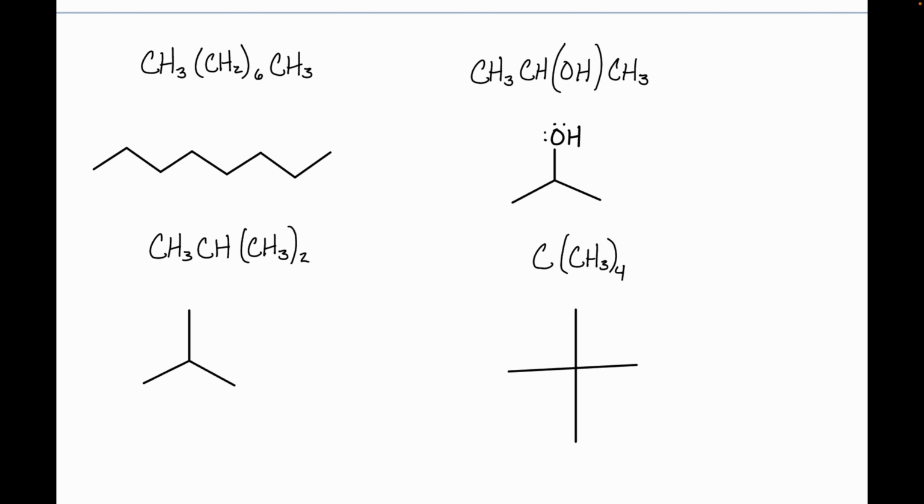All right, so we have these two different uses of these parentheses here. One to indicate a repeating unit, like my 6 CH2s that I have in this molecule here. And then the other use is when we have this polyatomic group sticking off of our main chain.